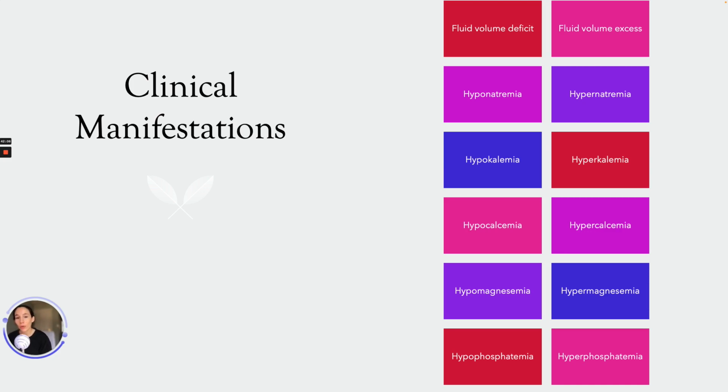Hypokalemia, so low potassium. You'll see fatigue, anorexia, muscle weakness, polyuria, decreased bowel movements, paresthesia, ileus, abdominal distension, and hypoactive reflexes. Hyperkalemia, so high potassium. You'll see muscle weakness, tachycardia, paresthesia, dysrhythmias, intestinal colic, cramps, abdominal distension, and anxiety.